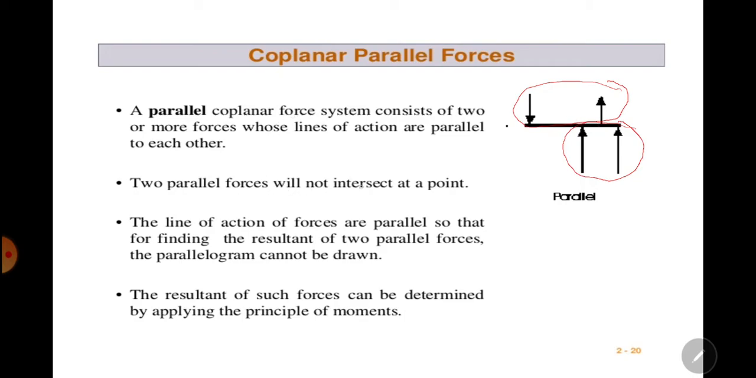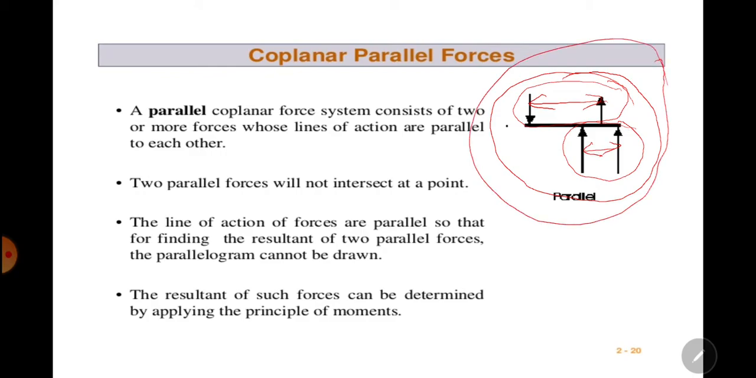Two parallel forces will not intersect at a point. The lines of action of the forces are parallel, so for finding the resultant of two parallel forces the parallelogram cannot be drawn. Here collectively they are called unlike parallel forces. Only these two are called like if you compare these two, and if you compare these two, these are called like. But as a whole, if you take all the forces, then it is called unlike because the directions are different.